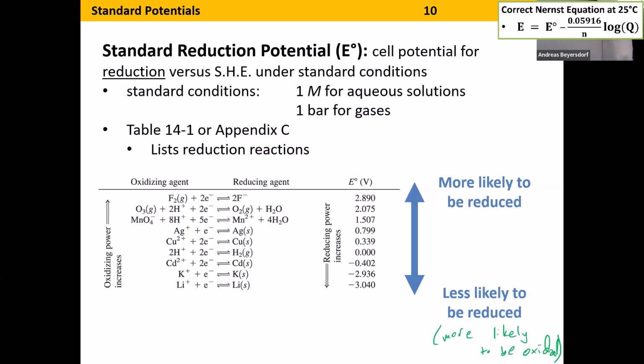Right? If it were lithium plus going to lithium, it would be negative 3.04. This is what's called the standard reduction potential. We say standard by having that not up there. E not means standard conditions, meaning 1 molar for aqueous solutions, 1 bar for gases. The higher the electrode potential or the standard reduction potential, the more likely it is to get reduced.